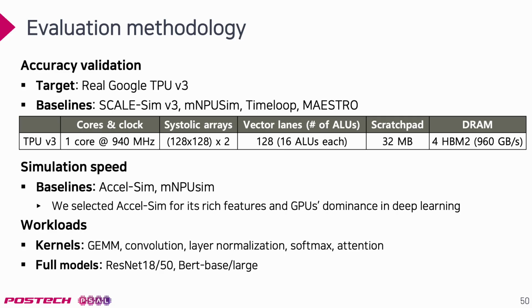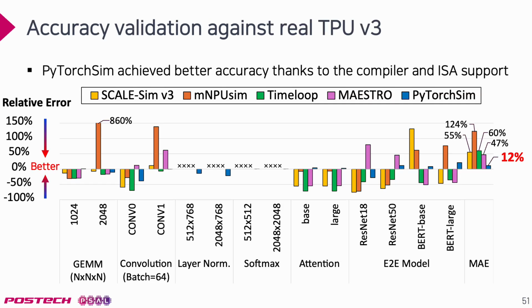So we use XLSim and MMPuSim for speed comparison. XLSim is a GPU simulator, but we used it for comparison because GPUs are widely used for deep learning, and it has rich features that are not available in other simulators. And in terms of workloads, we looked at individual kernels as well as full AI models. So this is showing the accuracy of different simulators against real TPU v3. On the x-axis, we have different workloads, and on the y-axis, we have the relative error. So numbers closer to 0 are better.